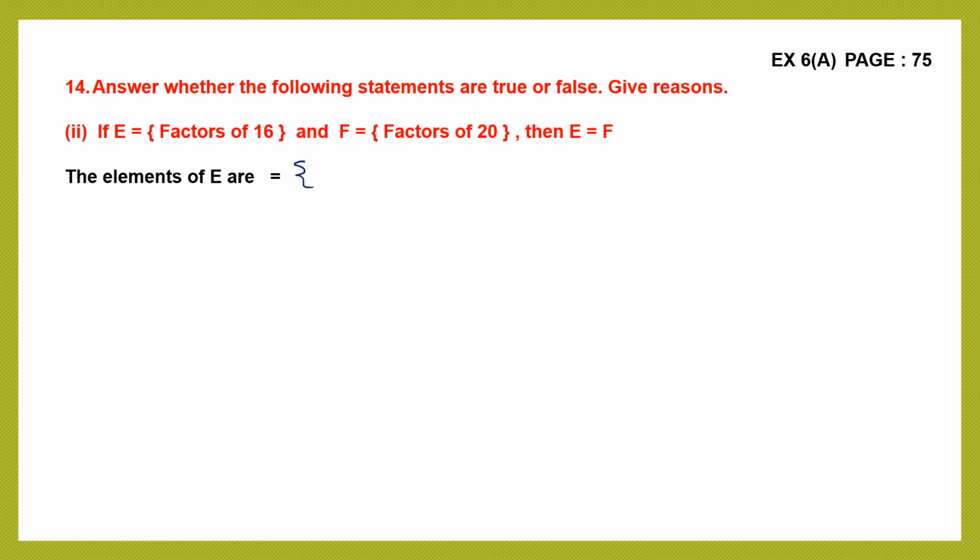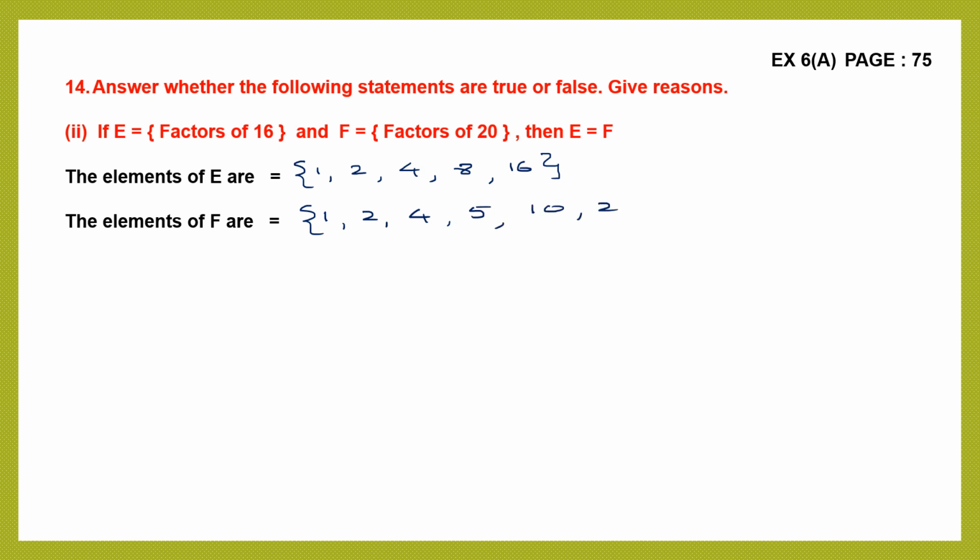So that will be 1 into 16 is 16, 2 8s are 16, 4 4s are 16. So 2 8s and 1 into 16. These are the factors of E. What are the factors of F, that is the elements of F, will be all the factors of 20, that is 1 into 20, 2 tens are 20, 4 fives are 20. So 2 into 10 and 1 into 20. These are the factors of 20.